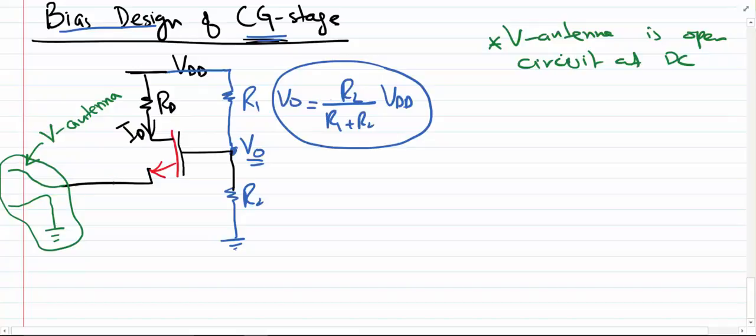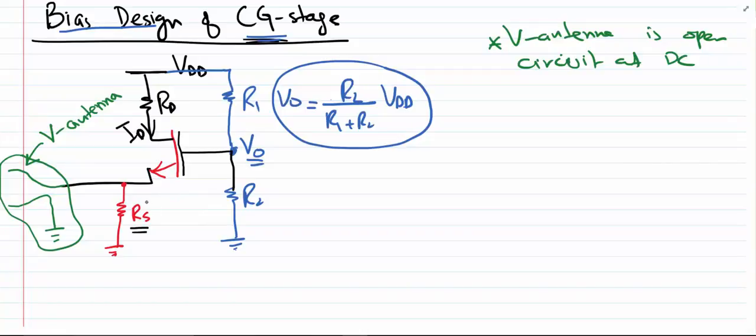So we need to give a path for the DC current to flow and complete the loop. What we do is we add a resistor on this side to the ground. Now the DC current ID, or the biasing current ID, has a path to flow and complete the loop.